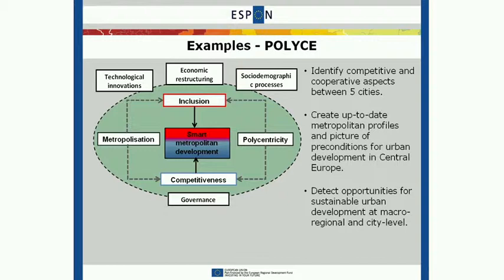And also by looking at both the polycentricity issue and also the metropolization issue, they wanted to see how they can really also improve the individual metropolitan development and also the metropolitan development in this Central European macro region. So the project created up-to-date metropolitan profiles and also looked into opportunities for sustainable urban development at the macro regional and also at the individual city level.